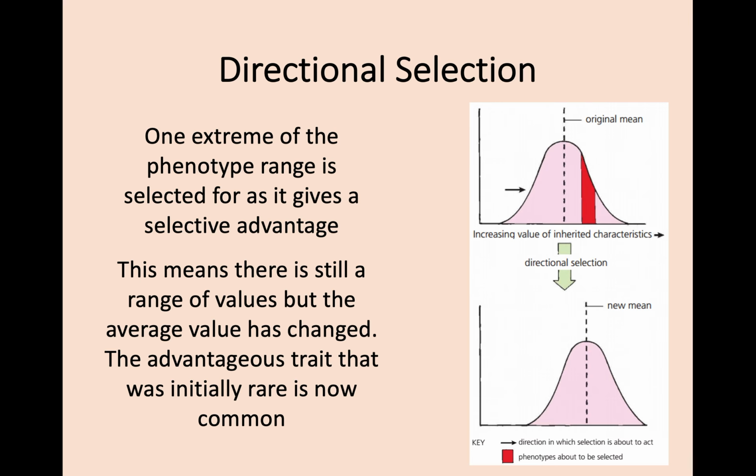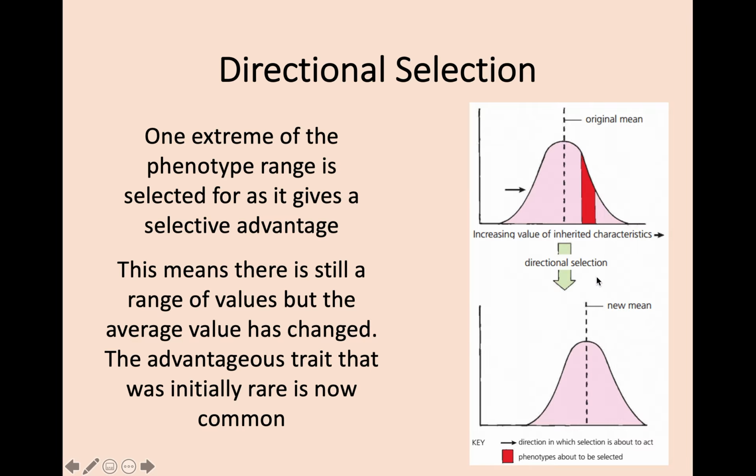The second one we're looking at then, we're going to be using the same sort of graph here, is directional selection. So the best way of trying to get this into your head is that the average phenotype moves in a direction. So in this case, one extreme of the phenotype range is selected for because it now gives a selective advantage. Something has changed, which means that original mean is effectively not as advantageous as it used to be, and a new part of the range is now an advantage.